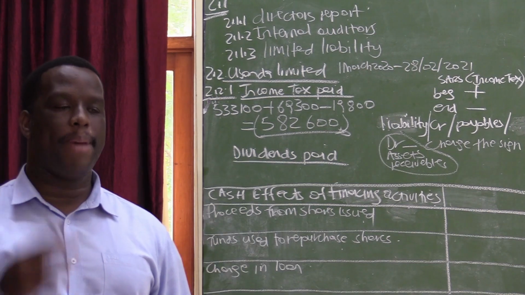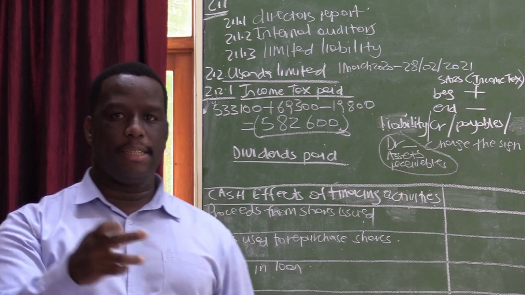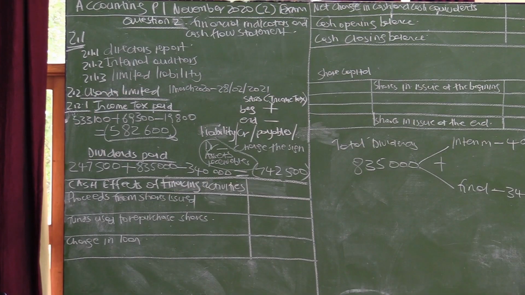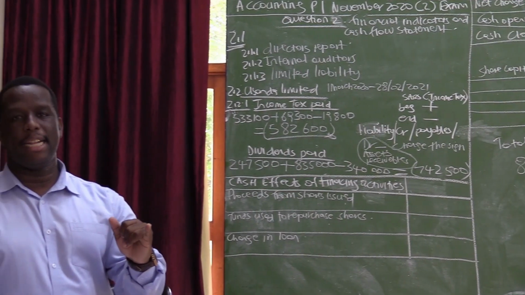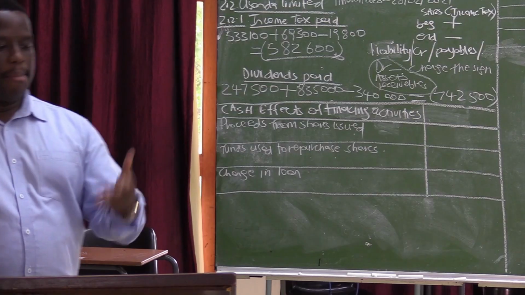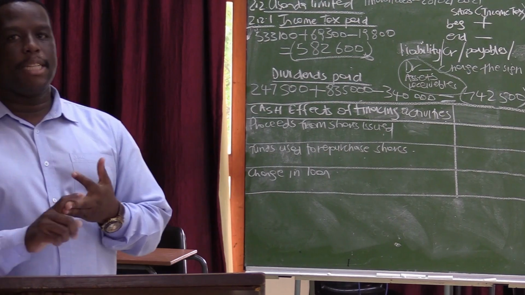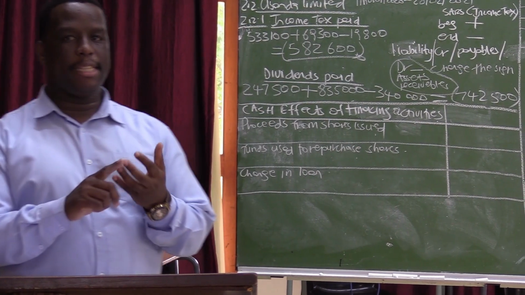There are 2 dividends per annum: the interim dividend and the final dividend. So you should always remember that your calculation for dividends paid should be your shareholders for dividends at the beginning plus your interim. Remember, the cash flow statement is made up of 3 stages.